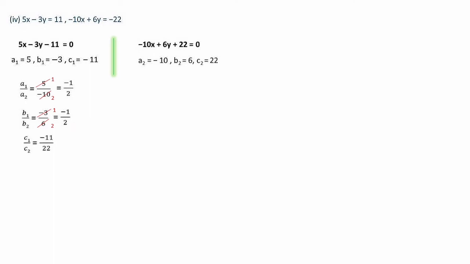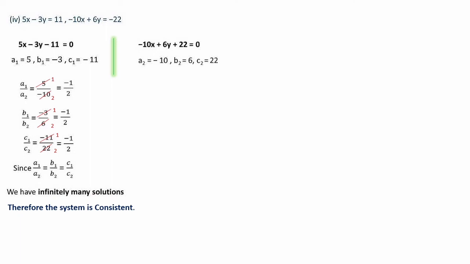Next is c1 by c2. Here also minus 11 divided by 22. There is 11 common. When we cancel, we will get 1 by 2. Final answer, including the minus sign, is minus 1 by 2. So everywhere we are getting minus 1 by 2. So we can come to the conclusion that a1 by a2 equal to b1 by b2 equal to c1 by c2. We can say that there are infinitely many solutions. Since a solution exists, we can say that the system is consistent.